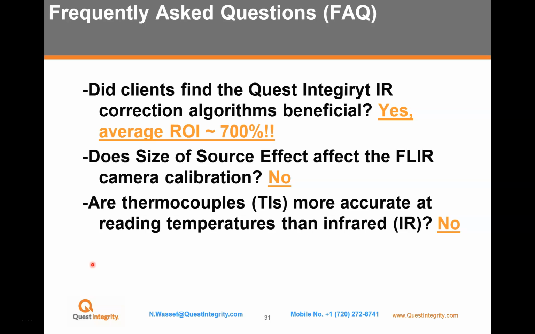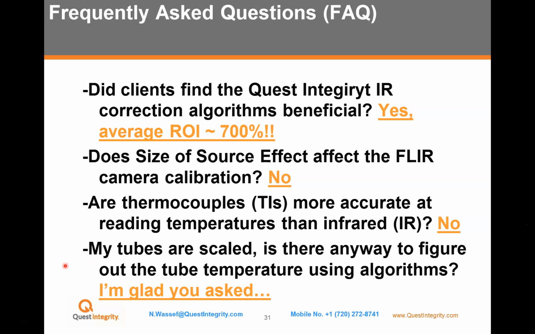Unfortunately, because of the way conventional IR is, most operators and engineers base their operation off of thermocouples rather than infrared measurements. The last question asks, my tubes are scaled. Is there any way to figure out the true tube metal temperature using these algorithms? So infrared measures the surface of the tubes. It doesn't measure the true tube metal temperature necessarily. It just measures what it sees.